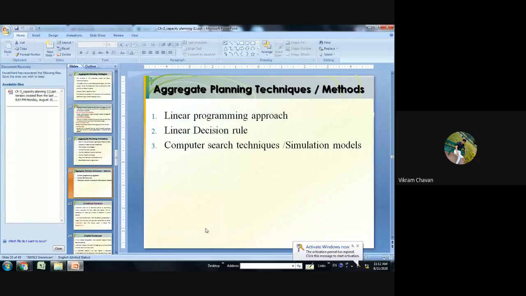Is everyone getting what is meant by aggregate planning and the strategies related to aggregate planning?